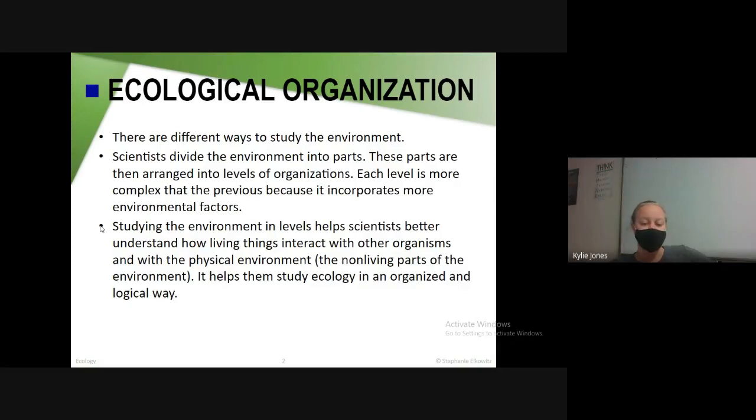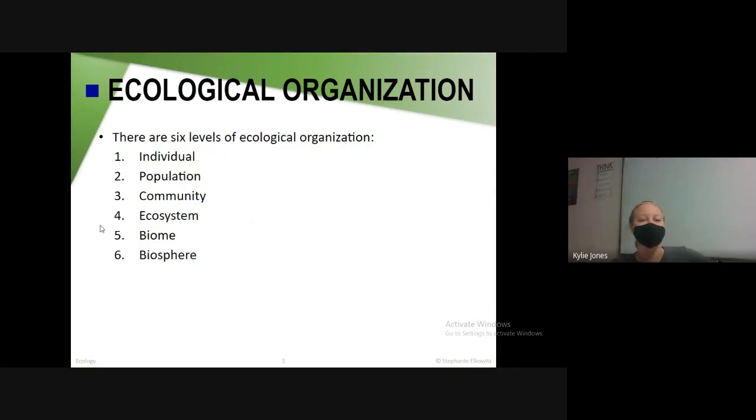Alrighty. Our next slide. These are the 6 levels of organization that these scientists will study. Level 1 is the individual, so one specific animal or plant. They study one. The second level is the population, so the population of that animal, one specific species of animals or plants. The community is one specific area in an ecosystem.